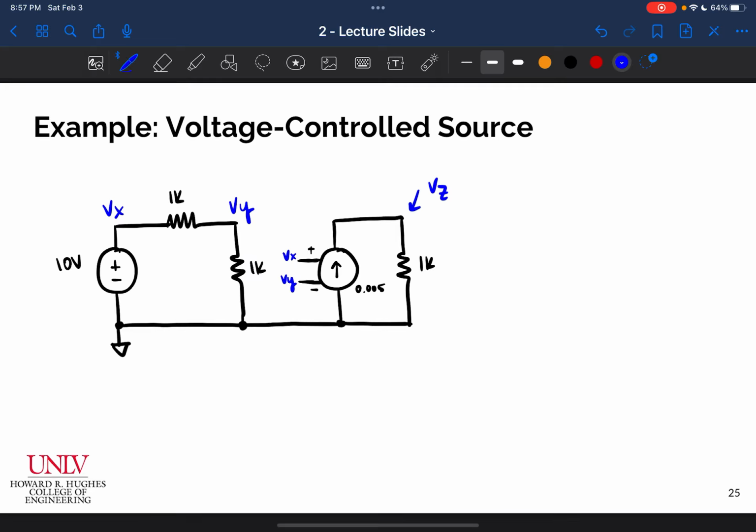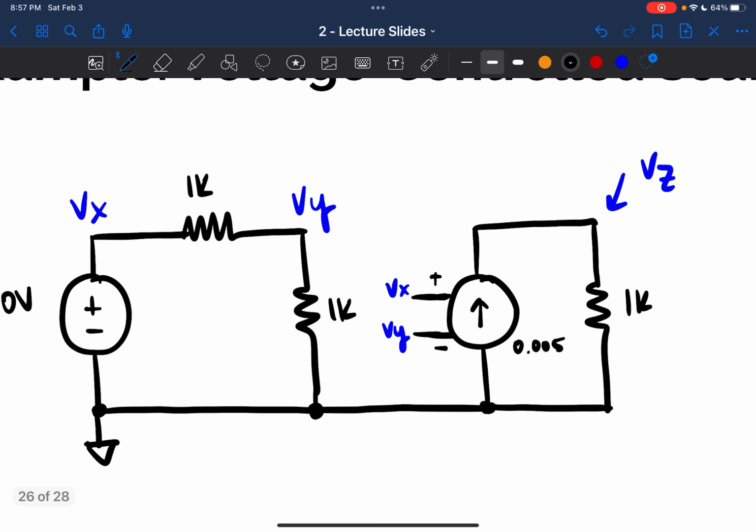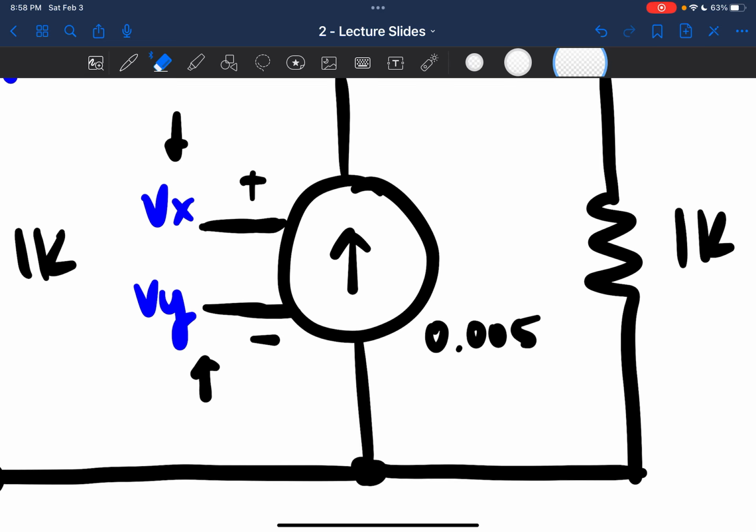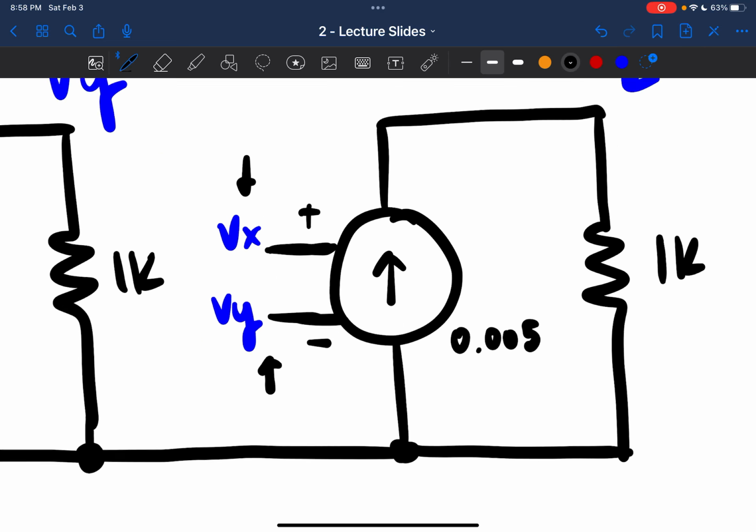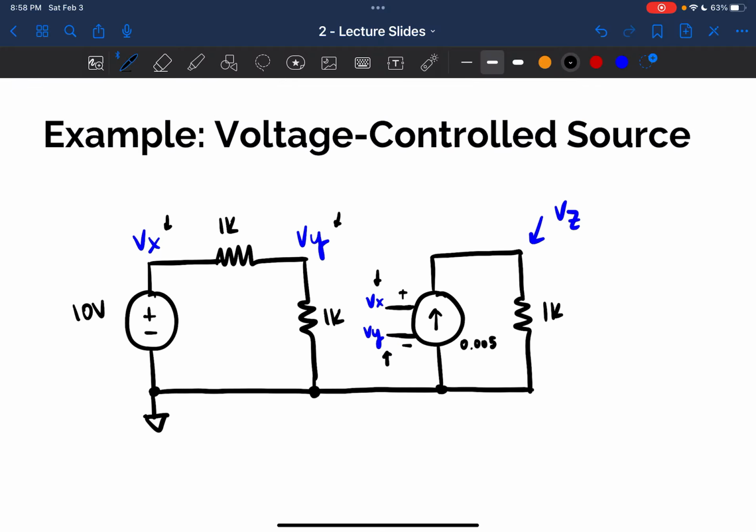Okay, so this is a pretty seemingly complicated problem, but it's not that complicated. All that the Vx and the Vy means is whenever I solve Vx and solve Vy, those are the voltages that are going to be the input to my voltage controlled current source. I know I have a gain of 0.005. Let me make that a little cleaner. And then I want to find Vz. Well, once I know the current flowing here, that's trivial using Ohm's law. So let's get into it.